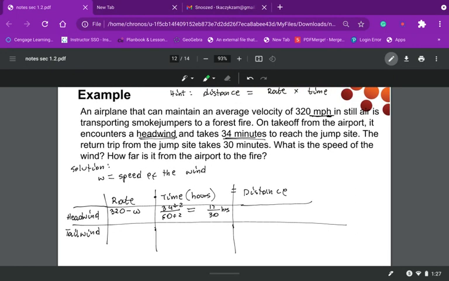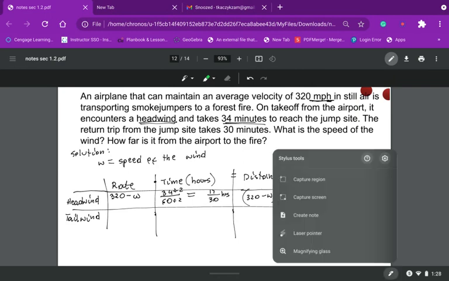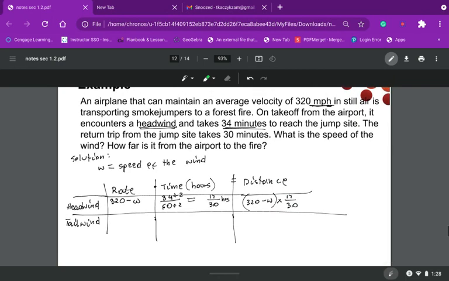So now we're going to calculate the distance. Distance is rate times time. So we'll multiply those two expressions, which means 320 minus W, that's the rate of the plane against the wind, times time in hours, which is 17 over 30. Now we're talking about the situation when the airplane flies with the wind.